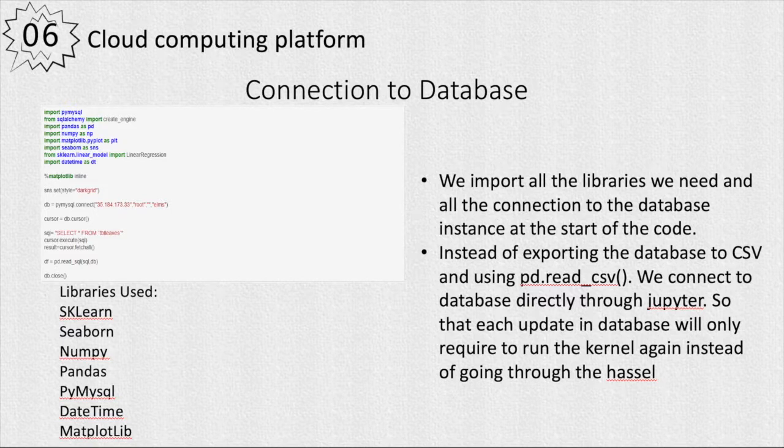Instead of using CSV, we chose to connect directly because with CSV, each update requires exporting into CSV again and uploading to Jupyter again to do the data processing. But with ours, we can just run the whole kernel again after each update in the database, which saves a lot of time going through all these hassles.